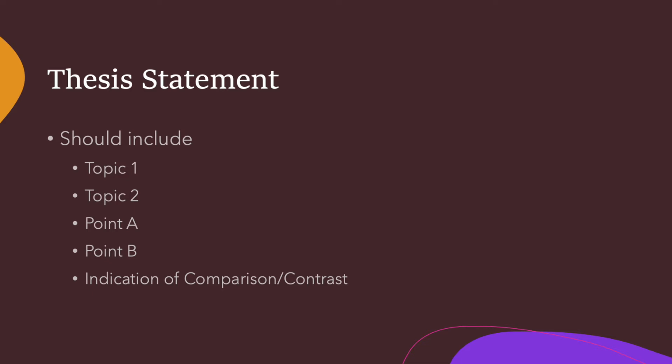Just as a reminder, the first topic that you identify in your thesis statement is going to be topic 1. The second topic you identify will be topic 2. The first point you identify will be point A, and the second point will be point B. However you want to order them in your thesis, you are not only showing the reader what your different topics and points are, but you're telling them which one is topic 1, which is topic 2, which is point A, which is point B. And that indicates comparison and contrast, because that's what we're doing in this essay.